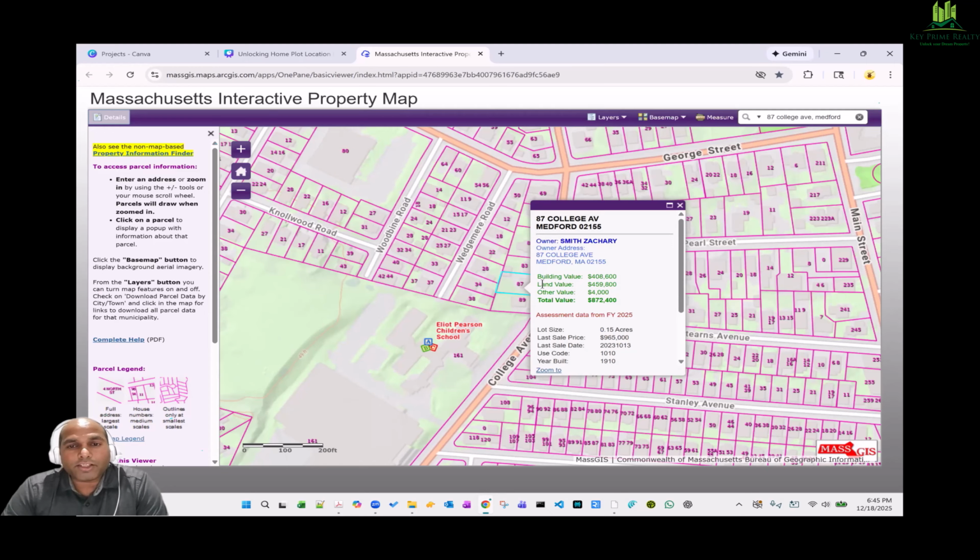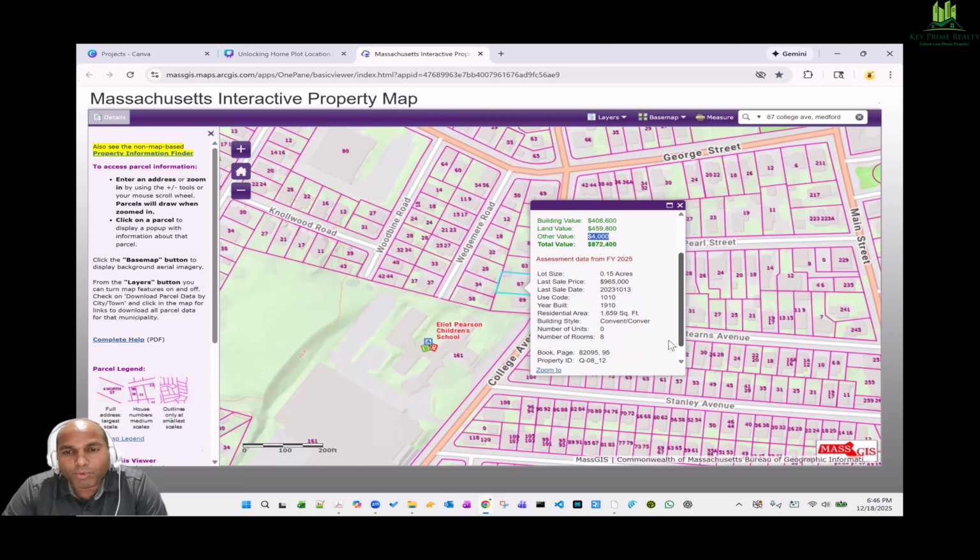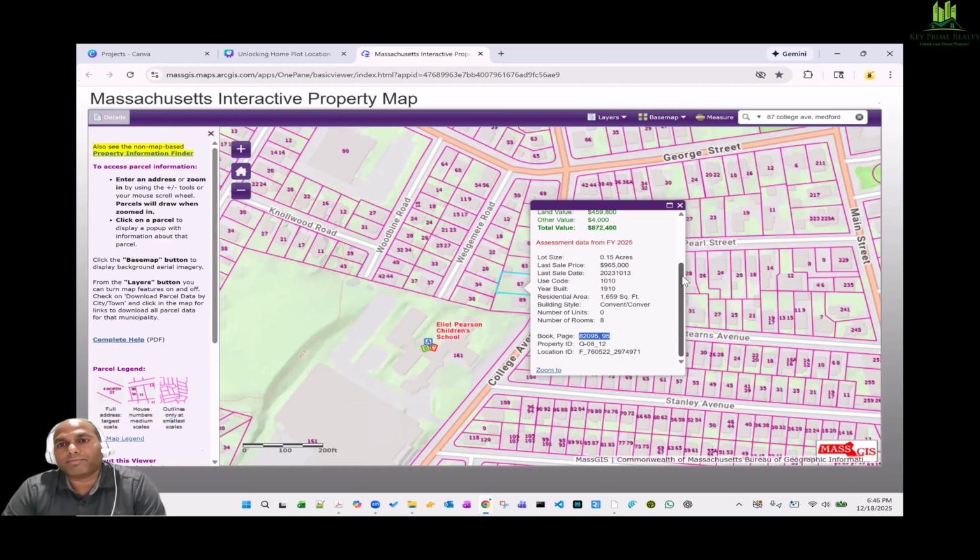And then we just looked at this. These are the current assessments. What is the building value and what is the land value? The other values, maybe there are some small additions around it. What is the lot size? What is the last sale price, last sale date, and a little bit more information that's available. The book and page: if you go to the registry of deeds, you can pull this registry information, and then you can look at the deed, easements, or any other documents associated with this, the mortgage, whoever the lien holders are, and all of that.